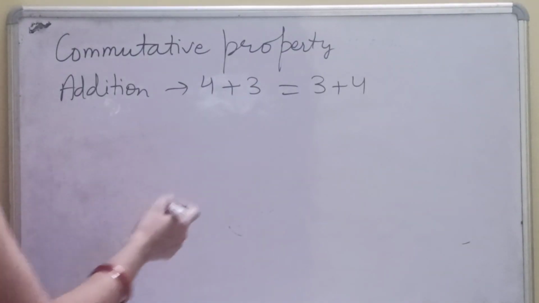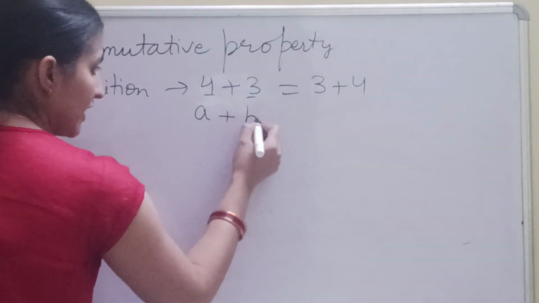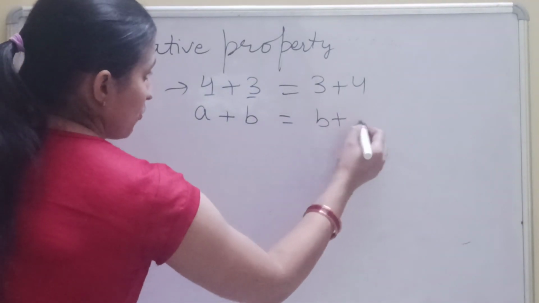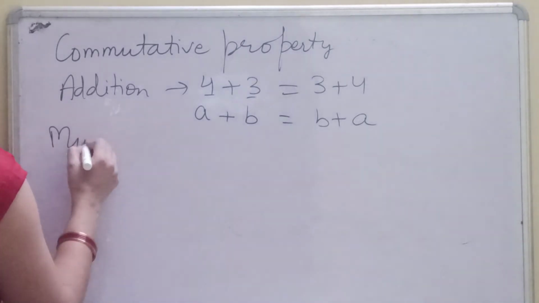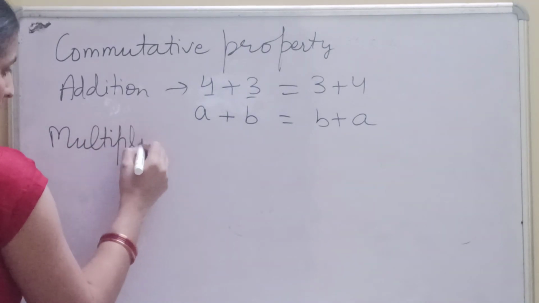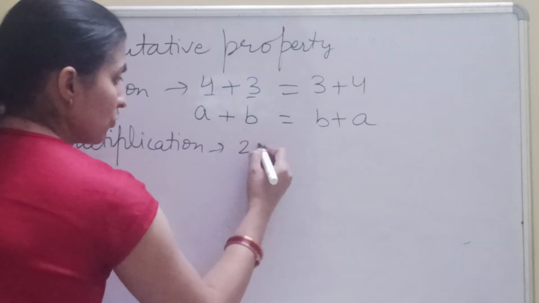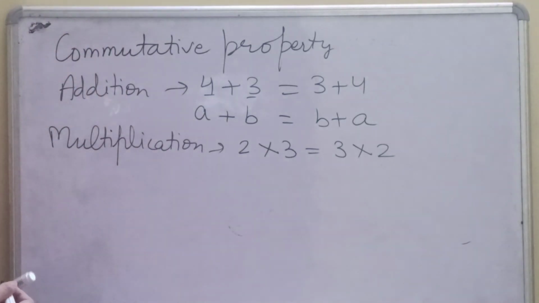Now in algebra, instead of these fixed numbers, we are having variables. So if we have two variables, a plus b, then it equals b plus a. So this is your commutative property of addition. Then the commutative property of multiplication: earlier what we had? 2 into 3 equals 3 into 2. This is our commutative property of multiplication.